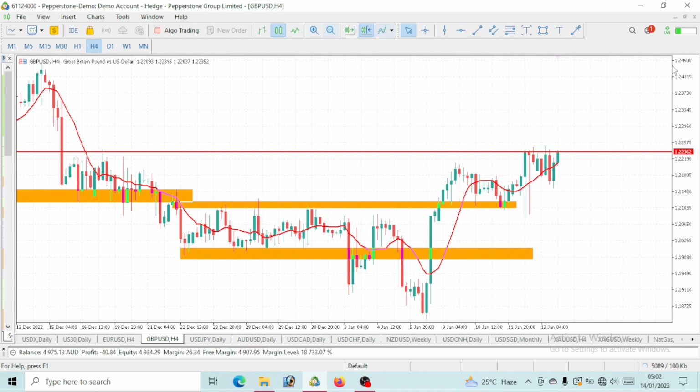So if you want to be patient enough, you can wait for this high to be taken out. If this GBP USD can just push up, thereby taking this high, maybe that would be a good opportunity for you to go ahead and take your buy on GBP USD. Above all, this week on GBP USD, expect a bullish move, by the way.